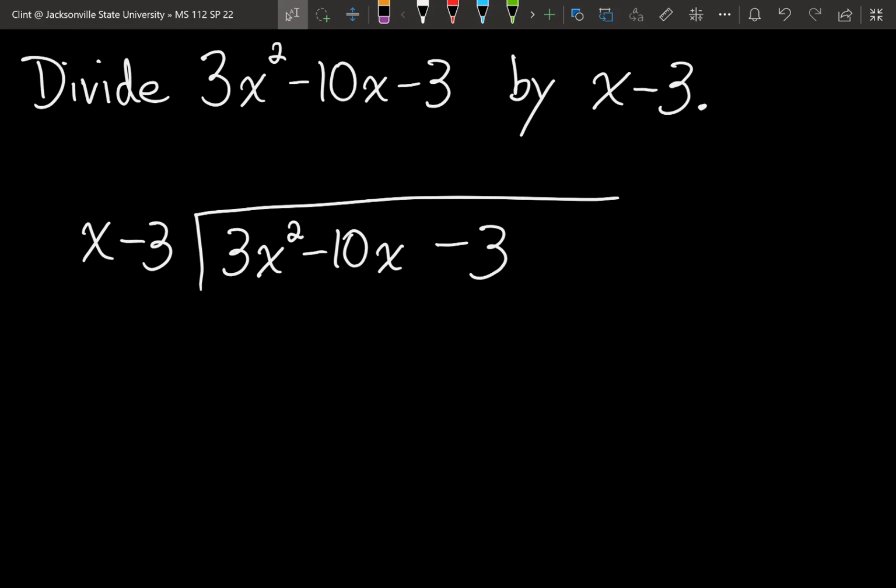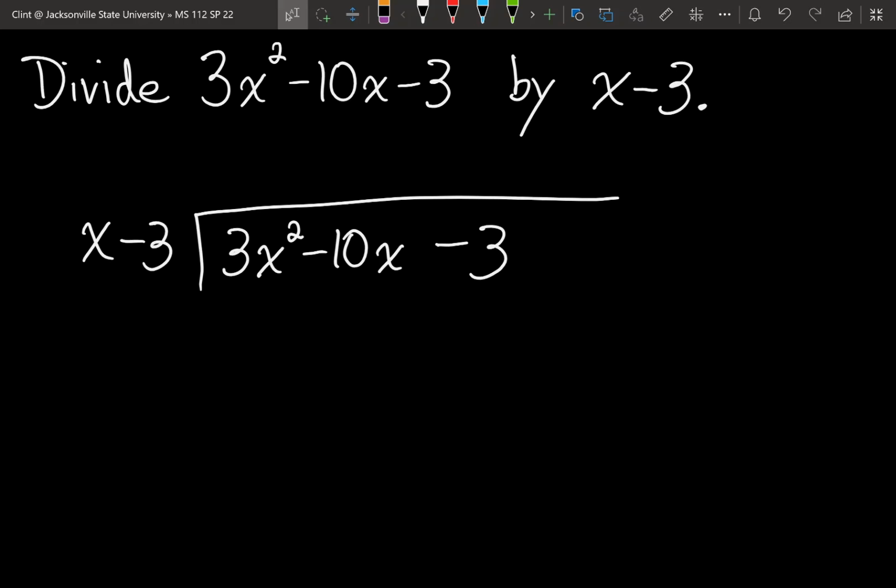We're going to start off the same way. Our divisor, all we really have to look at is the leading term out here. So we don't worry about the minus 3 just yet. We're just going to look at the x term, and then we're going to look at the leading term inside, the 3x squared term. One way of asking the question is how many times will x go into 3x squared? That may be a little hard to think about. Another way of wording that is, what would we have to multiply x by to get 3x squared?